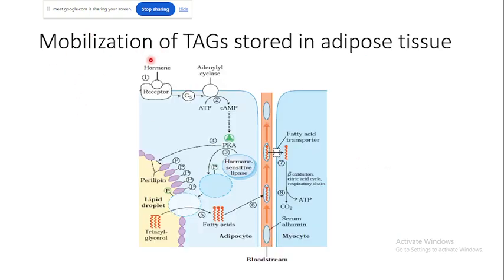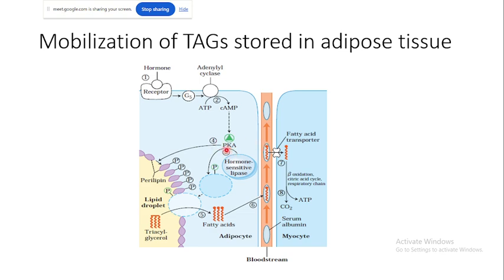So here, how is the stored TAG in the adipose tissue mobilized? In the adipose tissues, the free fatty acids will be assembled to form TAG and will be stored. But when the blood glucose level is low, they will be used, right? How? If the blood glucose level is low, which hormone will be secreted? Glucagon. Glucagon will be received by the receptor in the adipose tissue. It will initiate the signaling cascade, which will eventually activate adenylyl cyclase, which will convert ATP to cyclic AMP. Cyclic AMP will activate the cAMP-dependent protein kinase A.